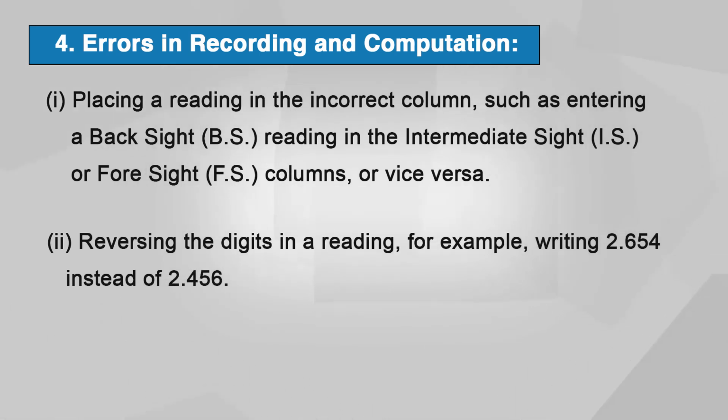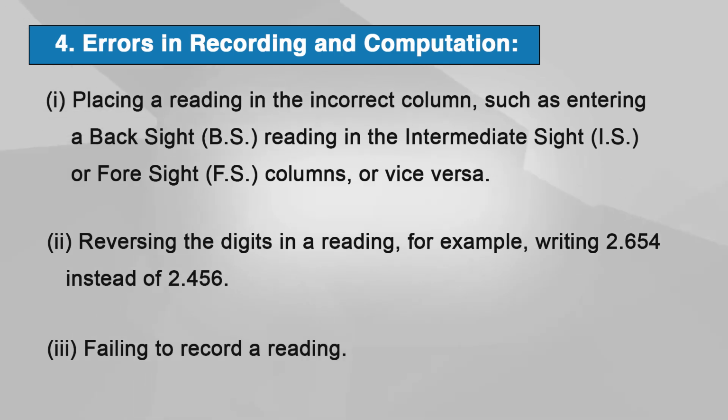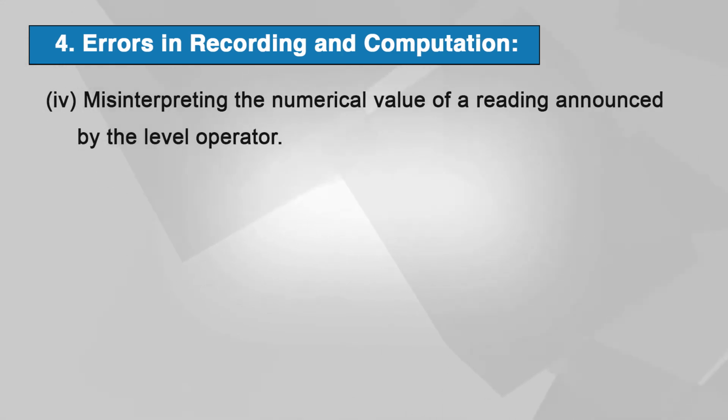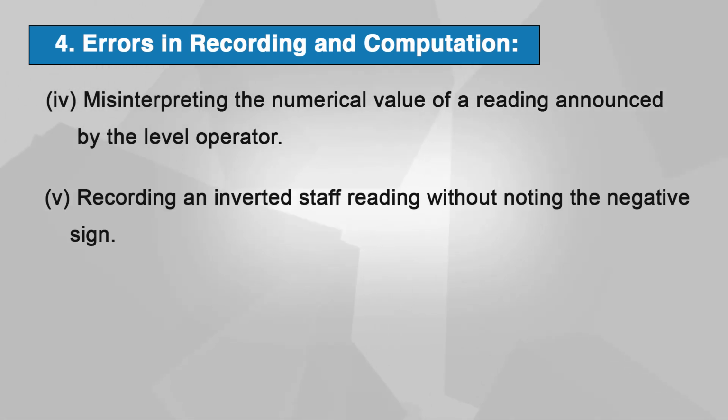Nextly, reversing the digits in the reading, for example, writing 2.654 instead of 2.456. Here the digits have been reversed. Next, failing to record a reading. Next is misinterpreting the numerical value of a reading announced by a level operator. Next is recording an inverted staff reading without noting the negative sign.